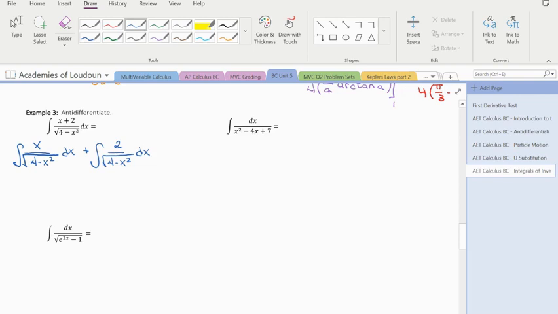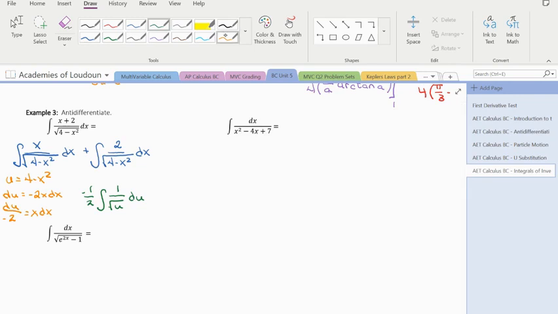So I'd like you to go ahead and work. We're going to do one of these. The first one is going to be basic u substitution. So u would be 4 minus x squared. Du is negative 2x dx. So we go ahead and divide through by that negative 2. And we can rewrite that first integral as negative 1/2 the integral of 1 over the square root of u du.